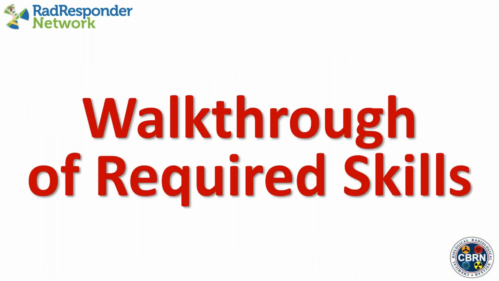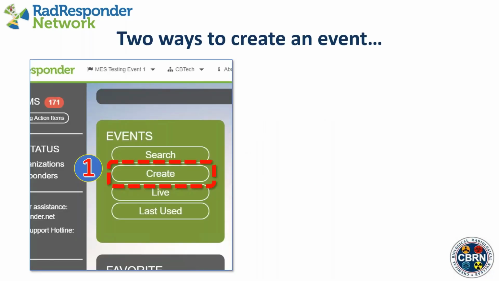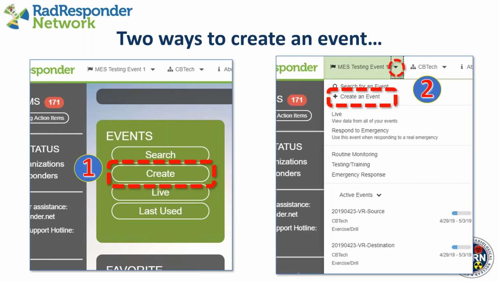So to start, we'll go over the required skills, beginning with creating an event. In order to do this, you must have at least the event creator role in your organization. Once you're logged into RadResponder, there are two ways to create an event. You can click the Create button from the main homepage in that green Events tile. Or from the upper ribbon, you can click that down arrow next to the event space and click Create Event.